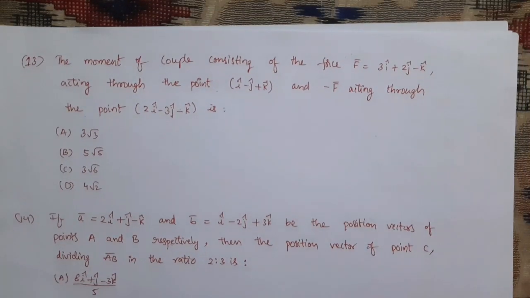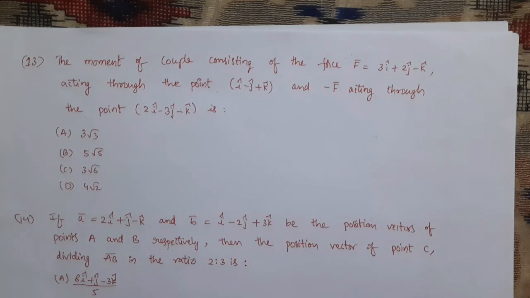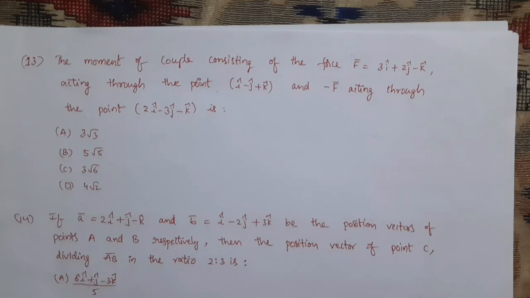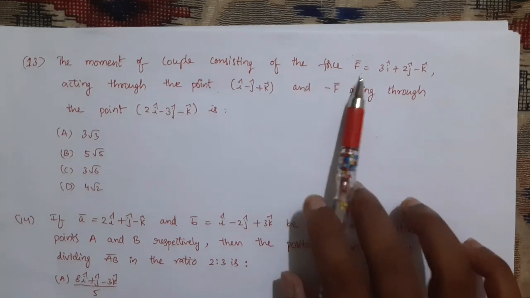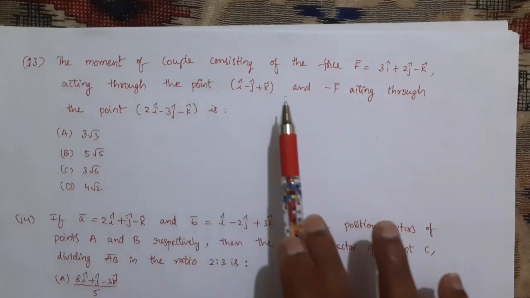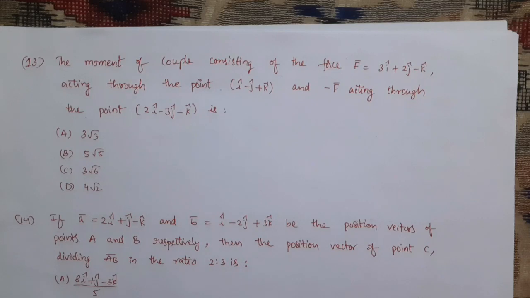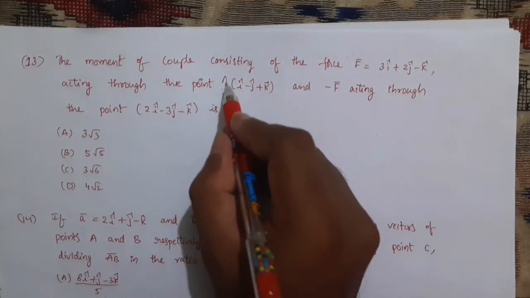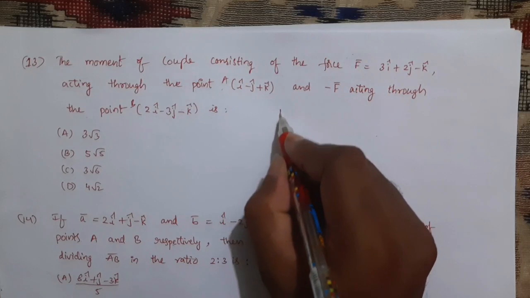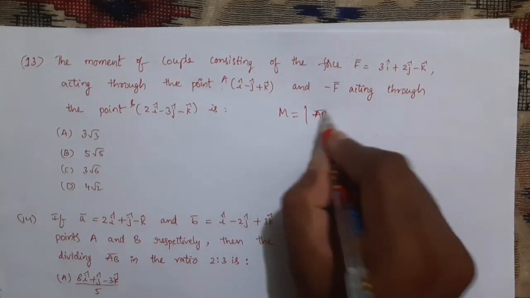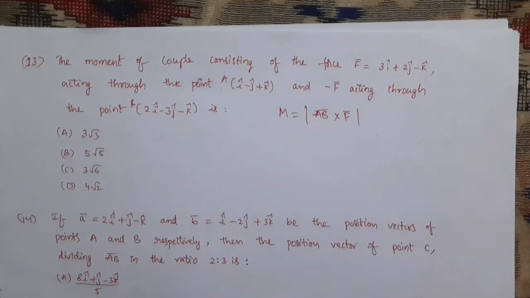Next, question number 13. The moment of couple consisting of the force F bar is equal to 3 I cap plus 2 j cap minus k cap acting through the point. So this is also similar to that problem. They are asking the moment of the couple of force acting through this point. Then again the formula will be, for example, you consider this as A and this as B, then the moment will become modulus of AB bar cross F bar. Very simple, you can do it very easily.